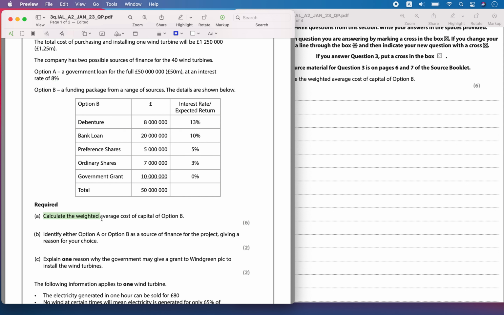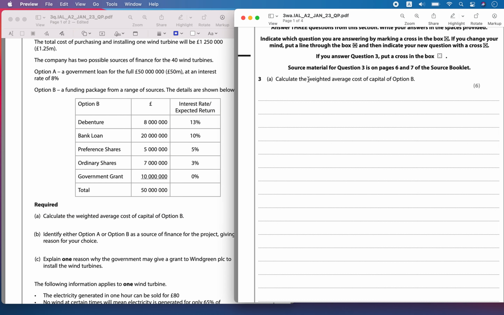Now required is to calculate the weighted average cost of capital of option B. For this option, what is the WACC? It is called the weighted average cost of capital. So what is the formula for weighted average cost of capital?